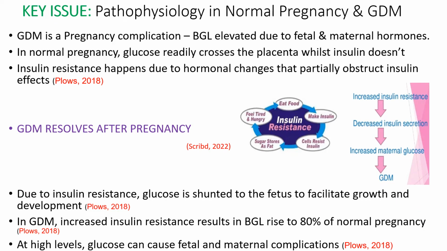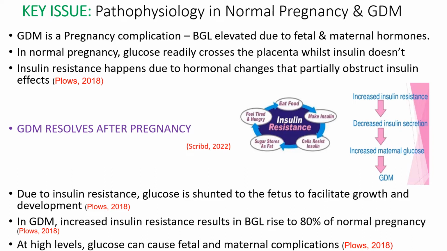Pathophysiology in normal pregnancy and GDM. For Sally to understand her condition, she will be educated on the pathophysiology of pregnancy and GDM. She needs to be aware that GDM is a pregnancy complication where BGL is elevated due to fetal and maternal hormones that cause insulin resistance. Any pregnant woman is at risk despite their healthy lifestyle.